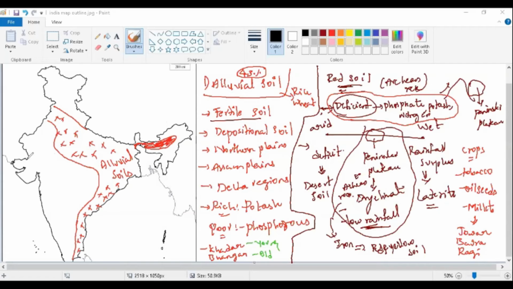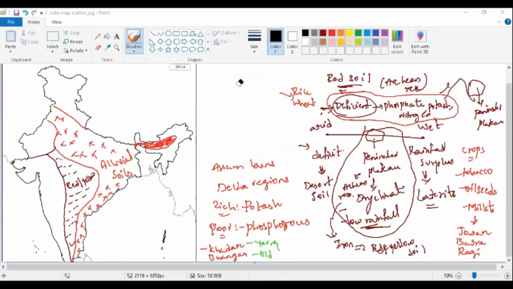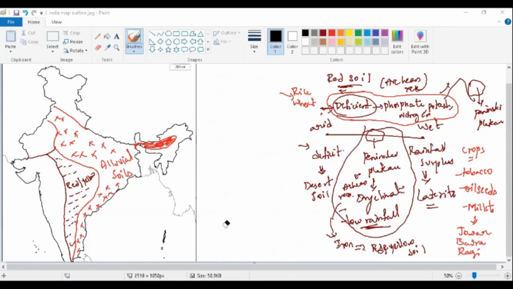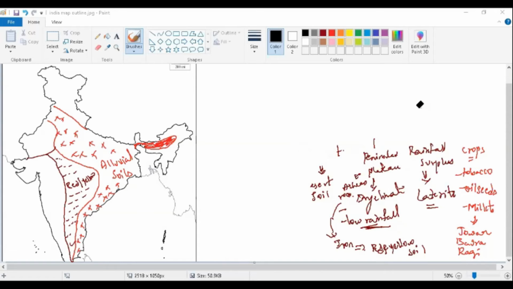So if this is the desert soil, then here it is red or yellow soil. Fine. Okay, let me erase this. Whether you remember these features or not, you are supposed to feed this map in your brain for sure. That will help you in prelims, mains, and also in understanding the current situation, like current news, contemporary issues.